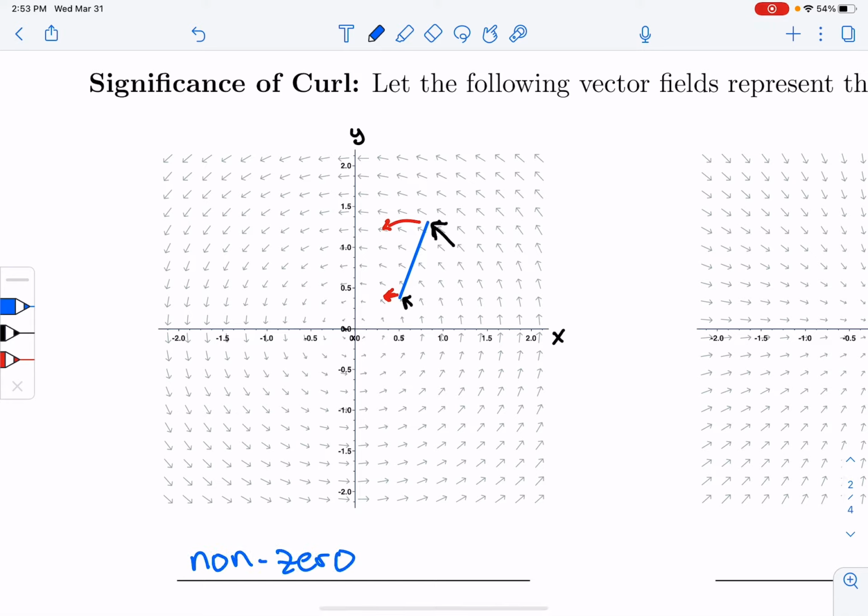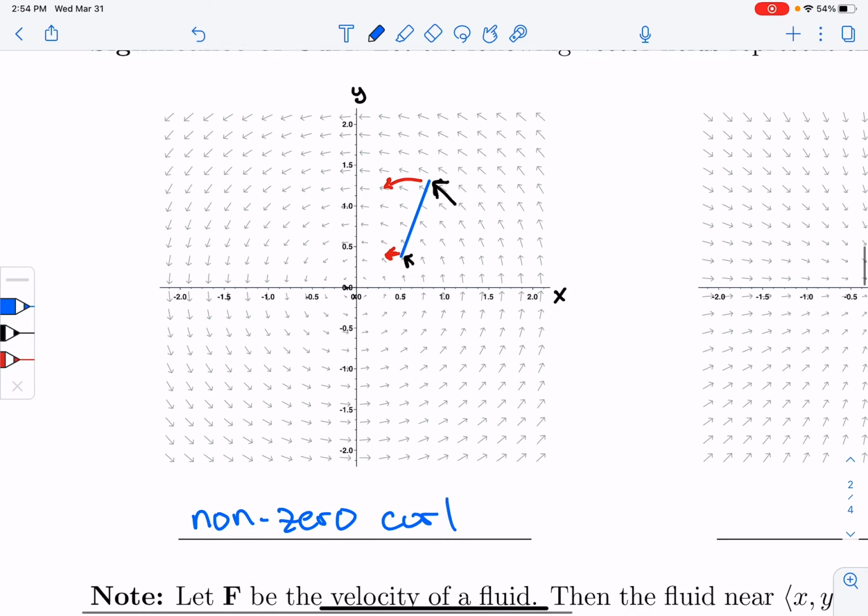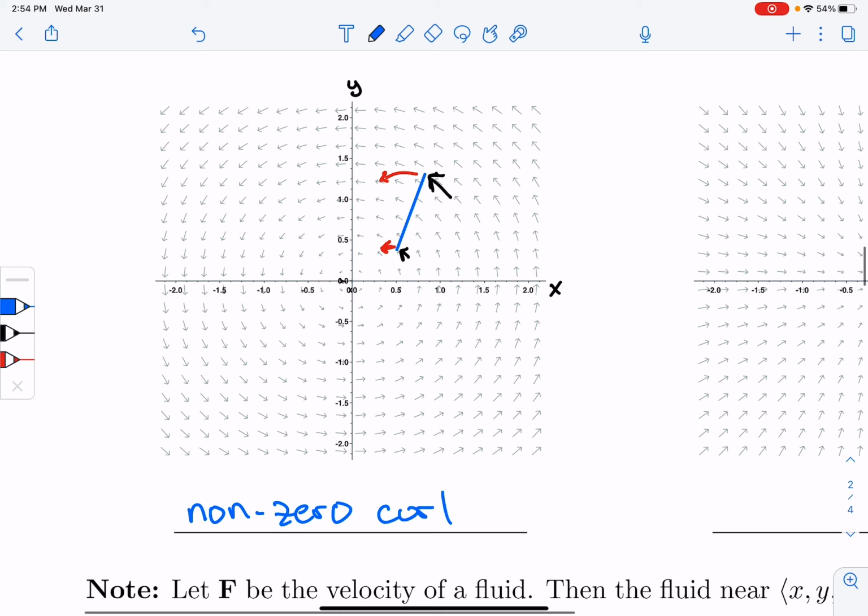because we can see that the fluid is rotating by putting some sort of definite object like a stick or something in there. We'll see that it's going to get rotated. In this case, it's being rotated counterclockwise, so we would probably say that it has positive curl, assuming that we've defined, say using our right hand rule, that the counterclockwise direction is going to be positive.